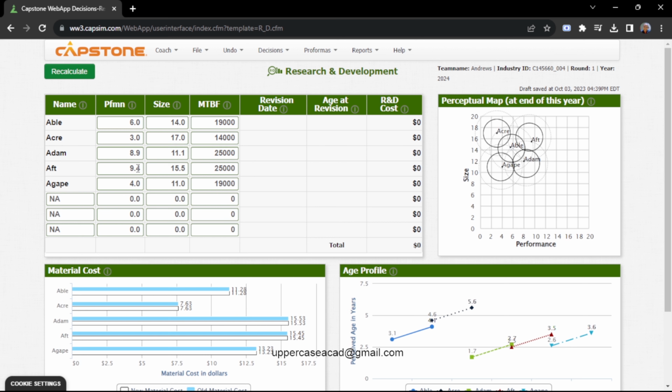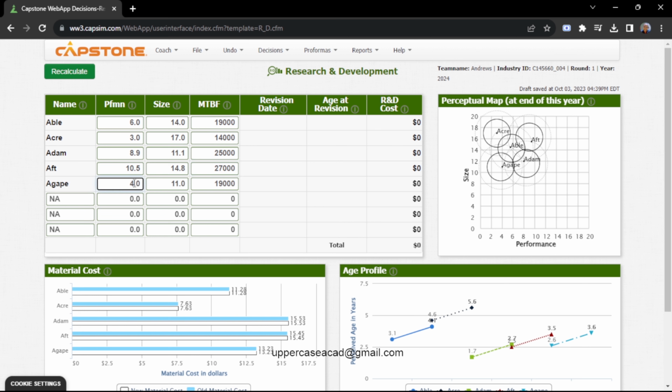Next we have Aft, which is in the performance market segment. We can give Aft a performance of 10.5. Sorry, so let me give it 10.5. Then we can give it a size of 14.8. For the mean time before failure, we can give it 27,000 because here customers want a product that is more reliable and has high performance.